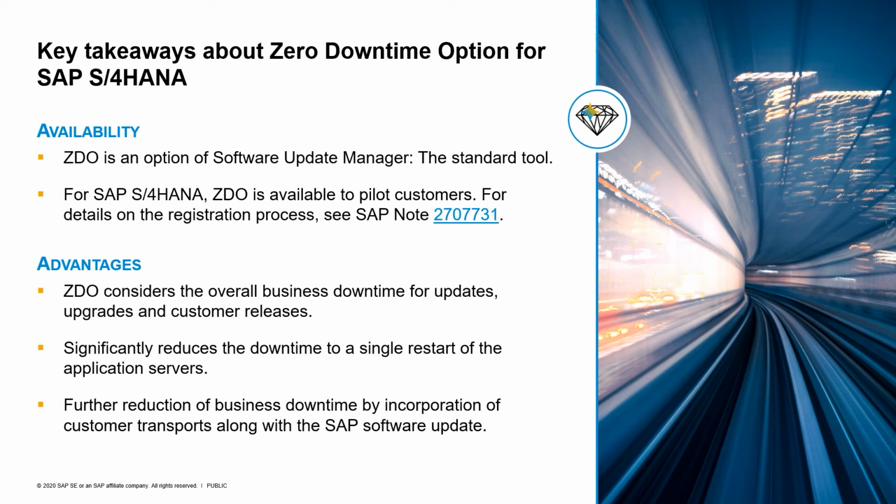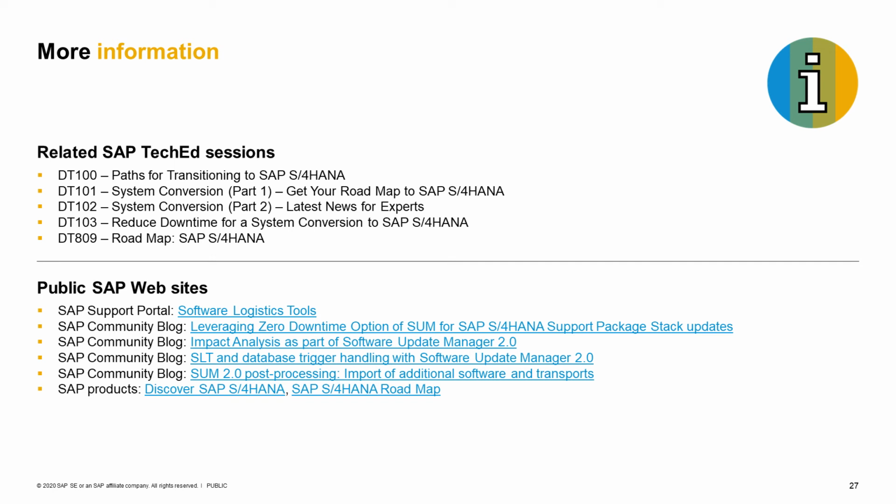You have seen in the presentation that by using zero downtime option, we can significantly reduce our downtime down to a single restart of the application servers. Based on the experiences that we made with customers, we have seen that this probably takes approximately 5 to 10 minutes. Because the restart has been done in parallel, and that significantly also reduces the timing of this restart. So with this, I'd like to close the session, and let's continue with the learning.